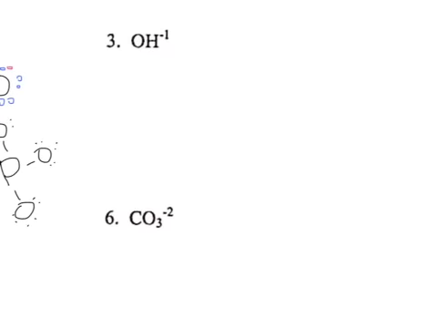Alright, OH, -1, this is the hydroxide ion, it's called. Oxygen has 6, hydrogen has 1, and then we have this +1. Again, that's the charge, indicating there is an extra electron, and we have a total then of 8 electrons. We're looking for 4 pairs.